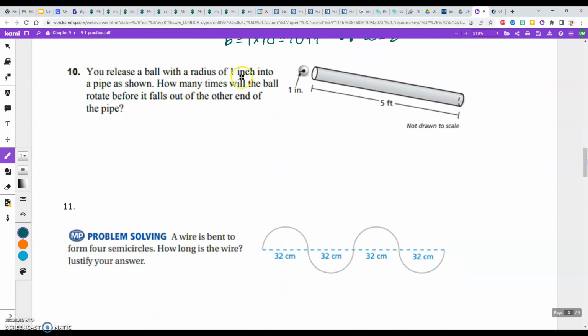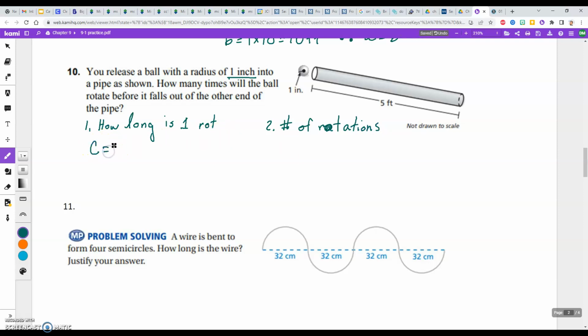You release a ball with a radius of 1 inch into a pipe as shown. How many times will the ball rotate before it falls out the other end of the pipe? So what we're going to do is we're going to find out how long is one rotation, and then we're going to find out the number of rotations. So what we'll do here, how long is one rotation? That's the same thing as saying, what's the circumference?